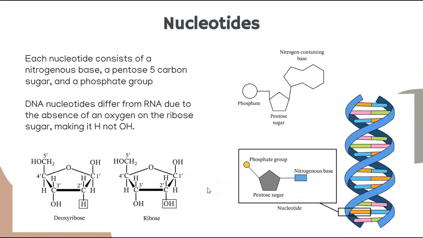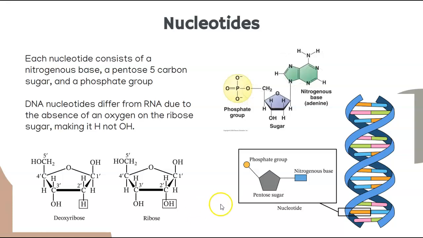Okay. Now, as a reminder, we would then look at these based off of having an oxygen or not. So this one over here is showing a lack of oxygen. So this is part of the sugar for DNA. And this is showing an oxygen. So this is part of the sugar for RNA.